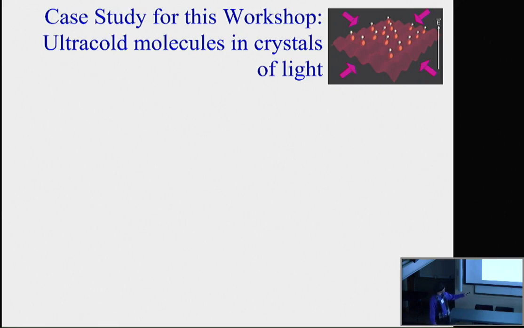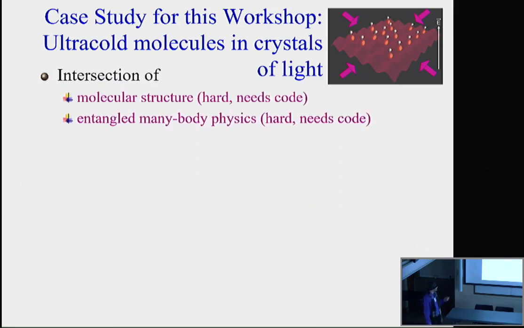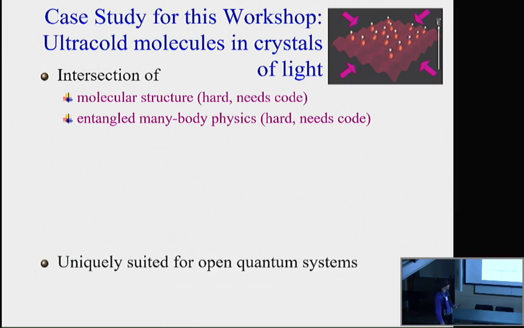So here's an electric field. Here are my little diatomic molecules. They're supposed to be rolling around some kind of lattice made by these interfering laser beams. So this is an intersection of molecular structure. You have to understand molecular structure very well. That is hard and needs code and is far beyond many of the things that I do. And then you have to do entangled many-body physics, which is hard and also needs code. So you have two kinds of code, at least, that have to talk to each other.